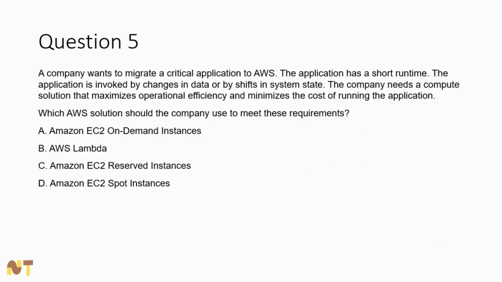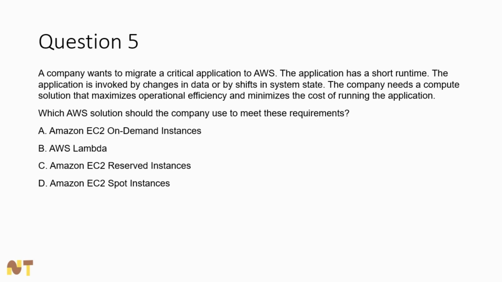Let's move on to the next question. A company wants to migrate a critical application to AWS. The application has a short runtime. The application is invoked by changes in the data or by shifts in the system state. The company needs a compute solution that maximizes operational efficiency and minimizes the cost of running the application. Which AWS solution should the company use to meet these requirements?